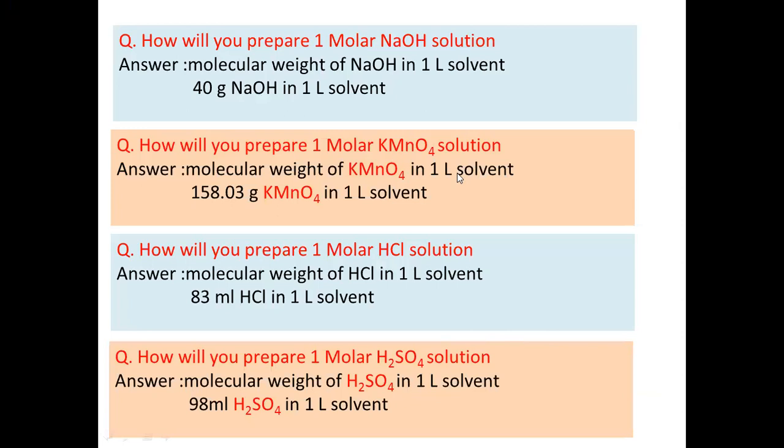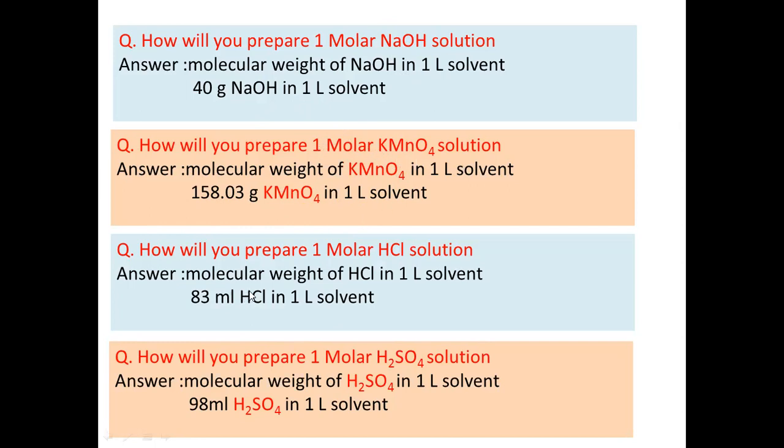So there are some numericals based on molarity. How will you prepare a 1 molar NaOH solution? For this answer, we should know the molecular weight of NaOH. Molecular weight of NaOH is 40 grams per mole. So when we dissolve 40 grams of NaOH in 1 liter of solvent, that will correspond to a 1 molar solution. Now, how to prepare a 1 molar KMnO4 solution? We should know the molecular weight of KMnO4. Molecular weight of KMnO4 is 158.03 gram per mole. When you dissolve 158.03 gram of KMnO4 in 1 liter of solvent, that will be considered a 1 molar KMnO4 solution.